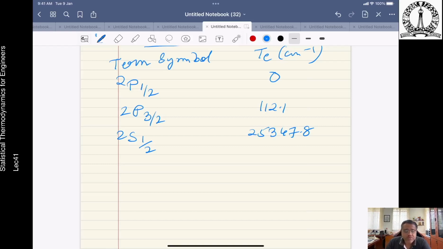So this partition function, therefore, electronic, is evaluated at 1000 Kelvin.